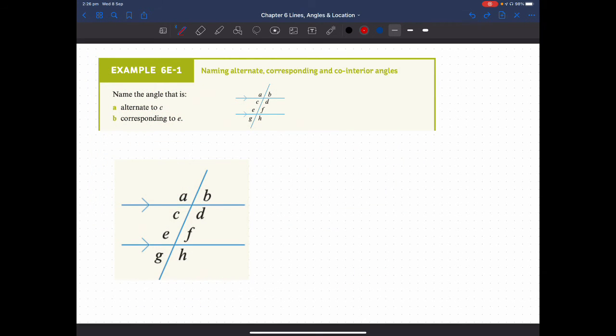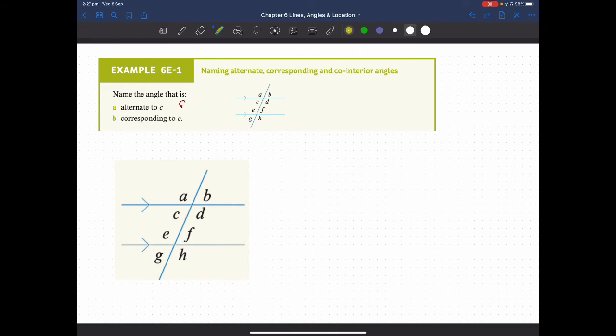This is the first example in your textbook. It says, name the angle that is alternate to C. C, I have circled in red. So if we want the angle that is alternate to it, if you remember the diagram like that, the alternate position is F. So alternate to C is F, this position here.